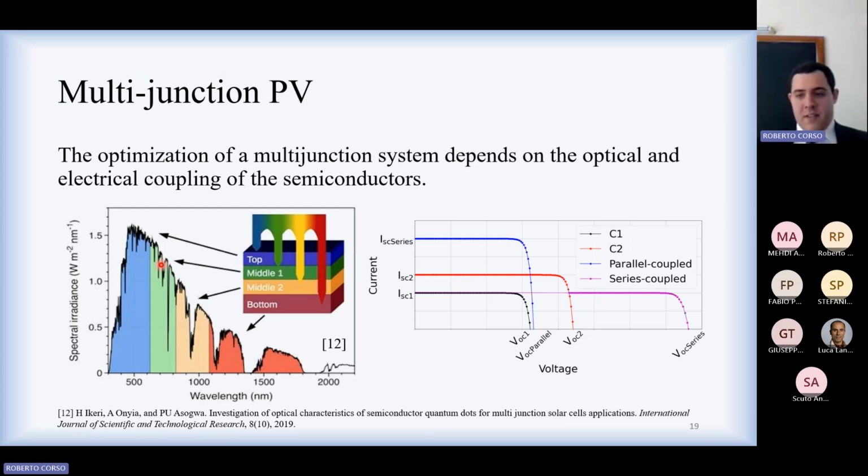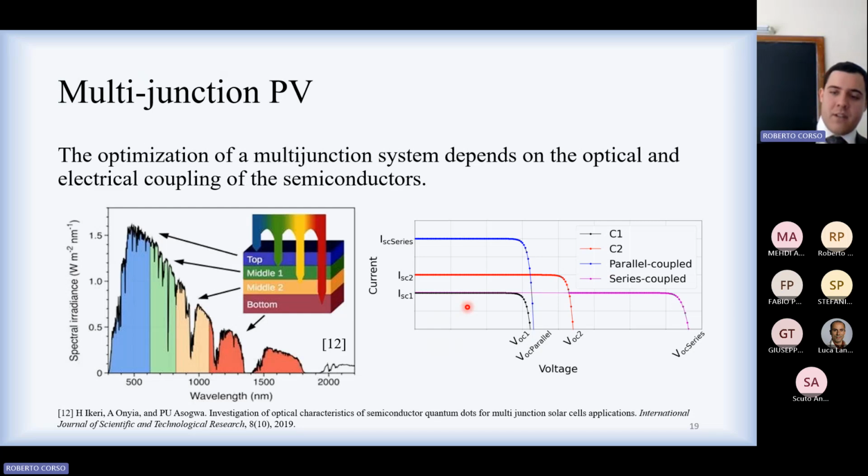But this choice has a tremendous impact on the characteristics of the system. Here I report an example where we have, let's say, two solar cells, 1 and 2, which have different short circuit currents, but also different open circuit voltages. If I were to couple these two in series, we'd have a sum of the voltage output of the system, but as we said before, the current of the system will be limited by the lowest of the two contributions.